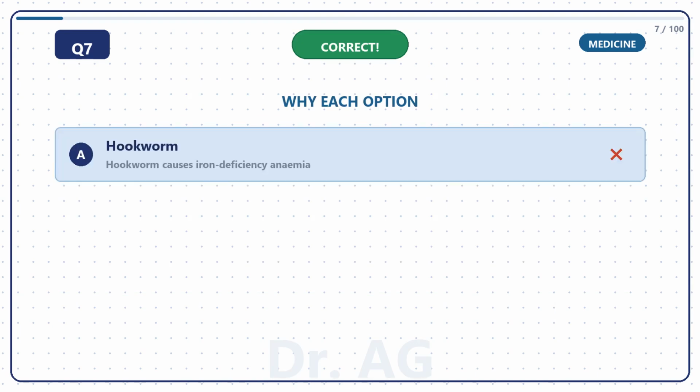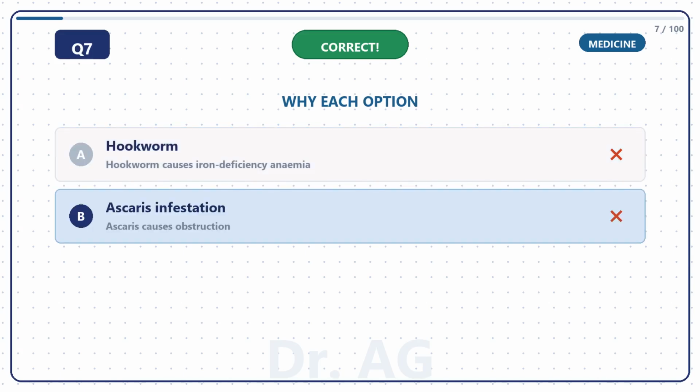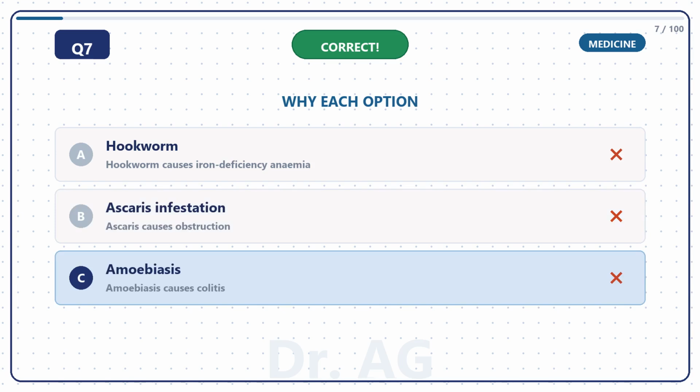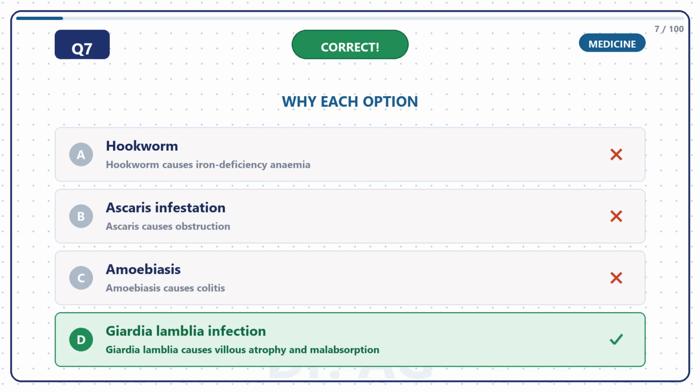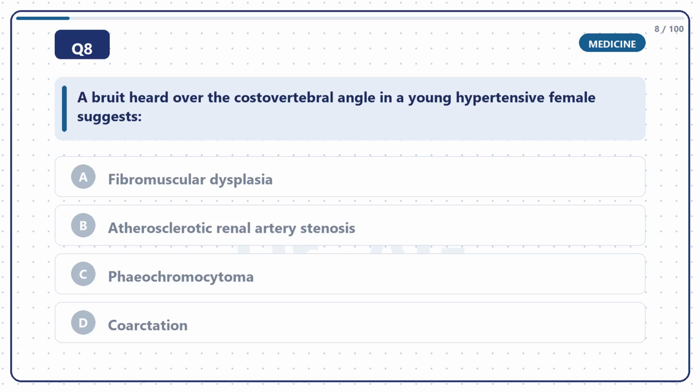Hookworm. Hookworm causes iron deficiency anemia. Ascaris infestation. Ascaris causes obstruction. Amoebiasis. Amoebiasis causes colitis. And the correct answer is Giardia lamblia infection. Giardia lamblia causes villus atrophy and malabsorption. So, the right answer is option D. Giardia lamblia infection.